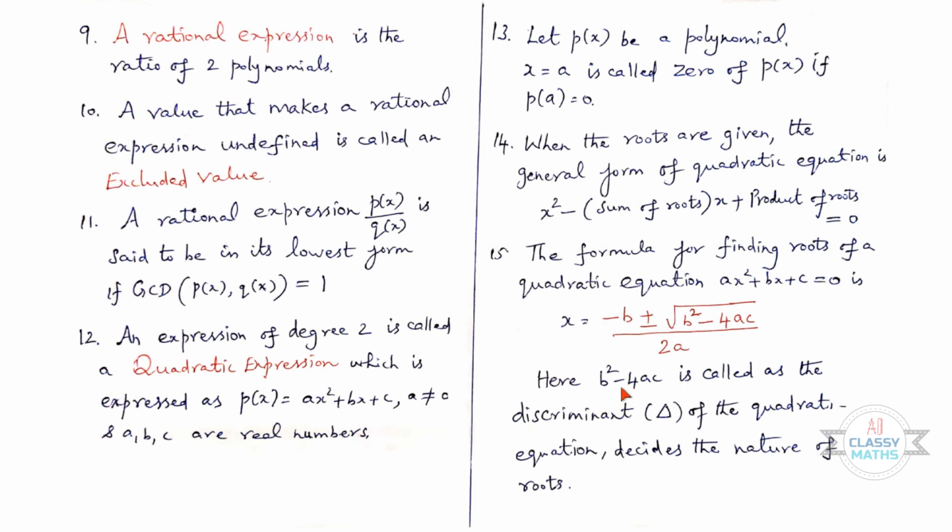Here b square minus 4ac is called as the discriminant, that is delta, the symbol for discriminant of the quadratic equation decides the nature of the roots.